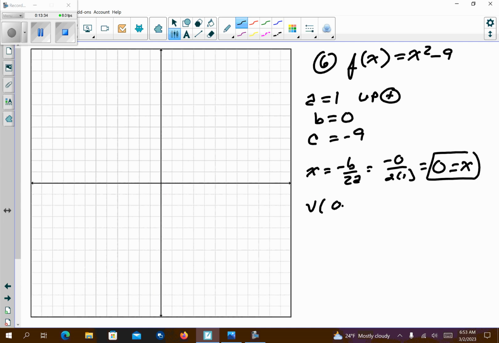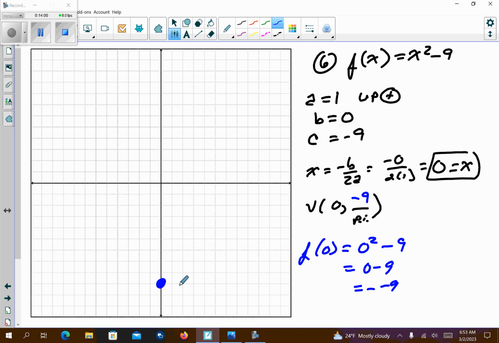To find our vertex, we're going to go 0, comma, plug in. Okay, so I'm going to find f at 0, which is 0 squared minus 9. 0 squared is 0. 0 minus 9, so I just wind up with negative 9. So 0, negative 9, 1, 2, 3, 4, 5, 6, 7, 8, 9 is down here. So that's 0, comma, negative 9. We're going to take a look at our pattern graph. Our pattern graph is a times 135. Our a value is 1, so that doesn't change. It stays as a 135 pattern graph.